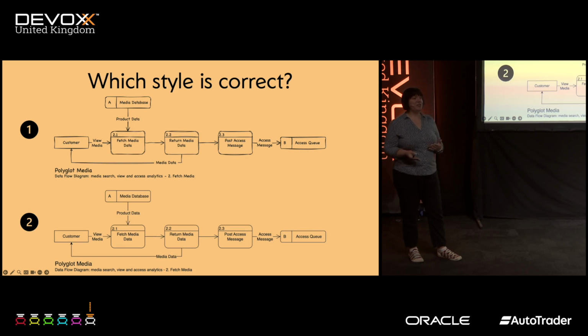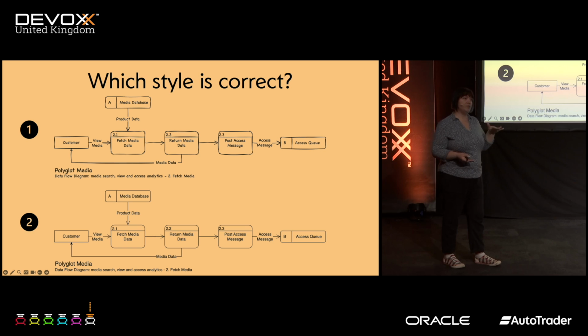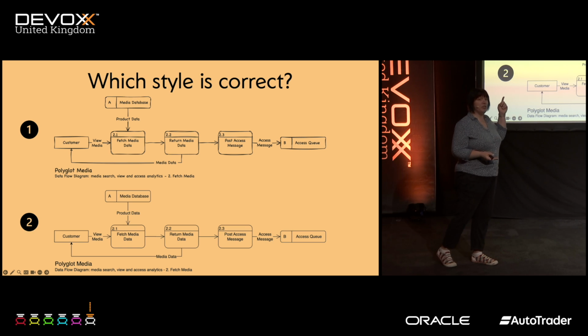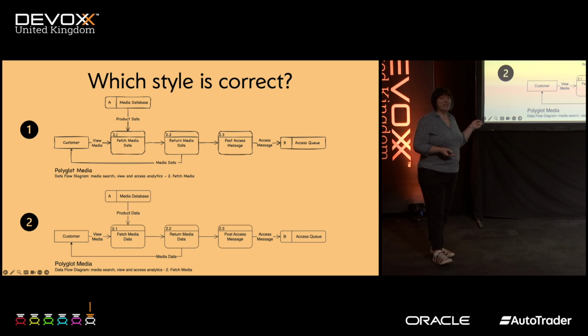Right, another question for you. I've got two data flow diagrams here. They're quite low level, quite sort of down in the information. Would you use style 1 or style 2? So hands up if you would use number 1. And hands up if you use number 2. Again, that's mostly number 2.